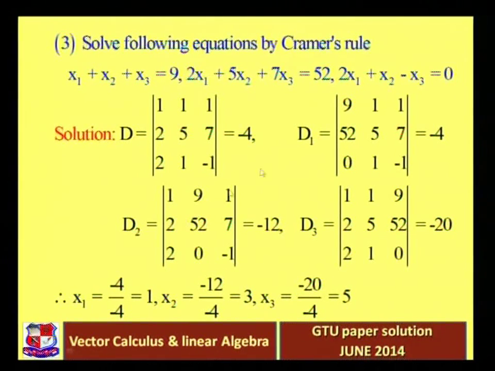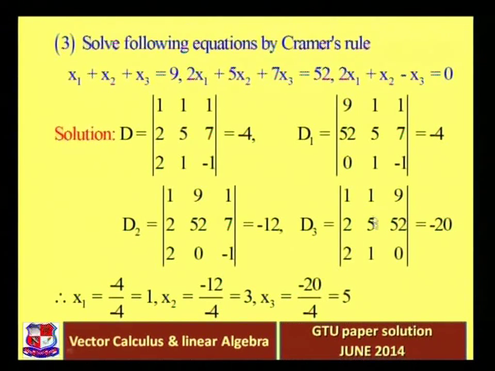Then D2: you can see the first and third columns are as they are from D. Instead of the second column, we have to put 9, 52 and 0. Okay, so this is equal to minus 12. The value of D2 is minus 12. And then D3, the value of D3 is equal to 1.